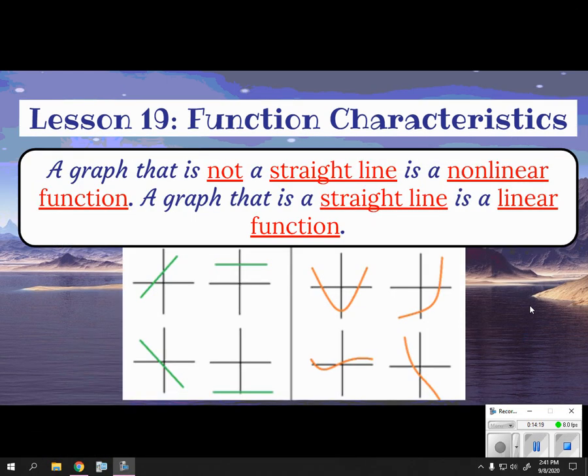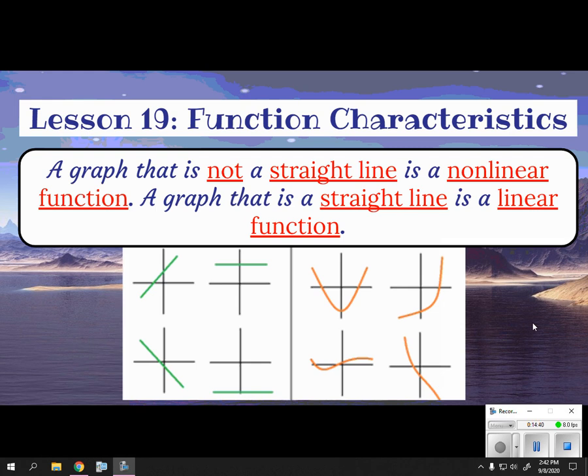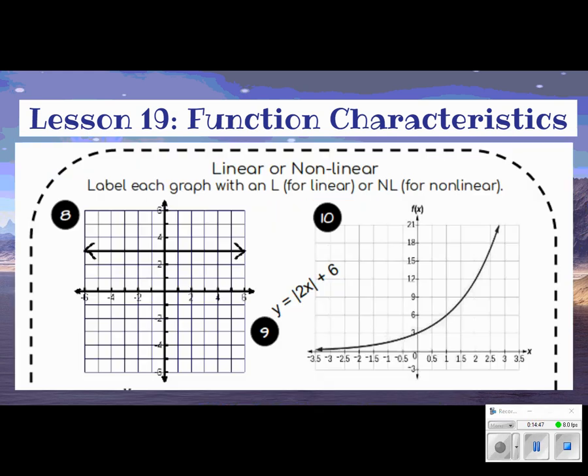All right, I like to fit this in here because it's pretty easy. A graph that is not a straight line is a nonlinear function. A graph that is a straight line is a linear function. So all of these green lines, they're linear. All of these orange lines, I guess they're orange, maybe red, they are nonlinear. So the question is, is it a linear function or not linear, not just based off the function, but also based off the equation.